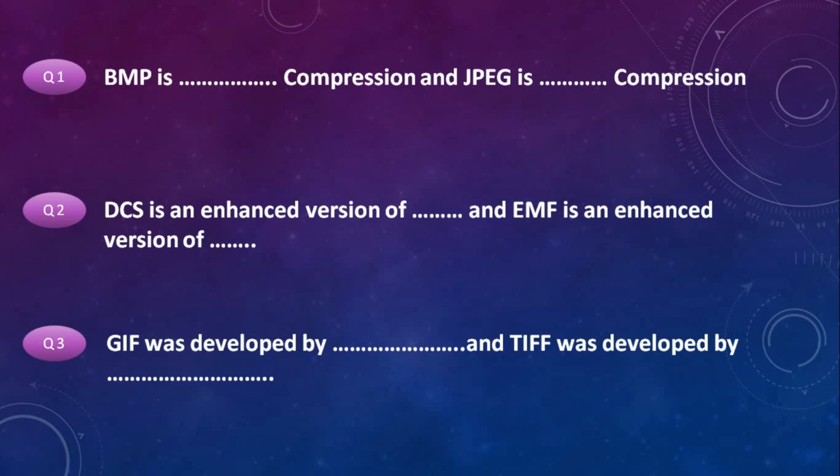The right answer: BMP is lossless compression and JPEG is lossy compression. DCS is an enhanced version of EPS and EMF is an enhanced version of WMF. GIF was developed by CompuServe and TIFF was developed by Aldus Corporation.